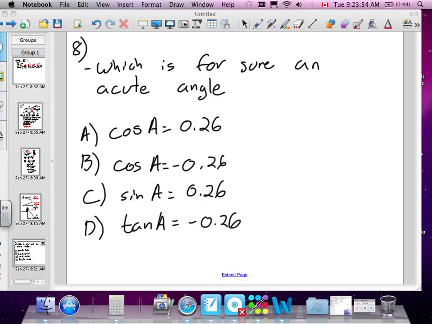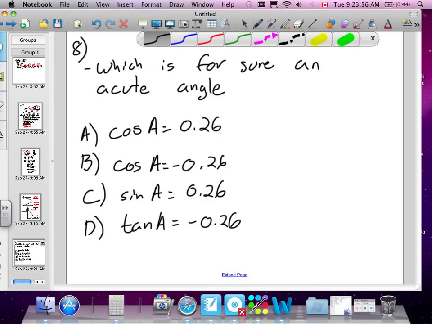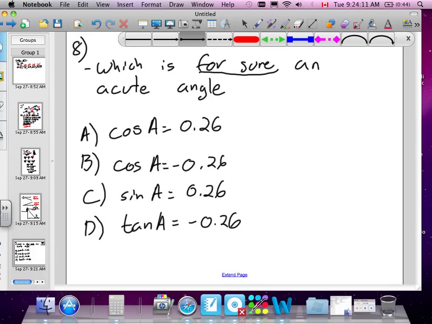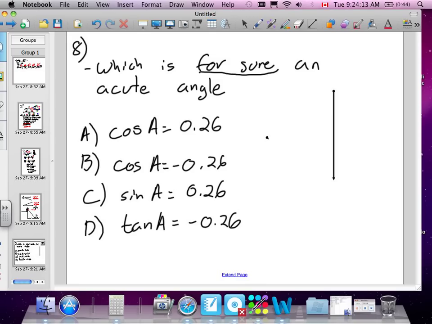Okay, question number 8 says, now in the quiz it says necessarily. I replaced it with for sure because I realized some of you guys didn't understand that I wanted to know which of them has to be an acute angle. Okay? So, when we're looking at this, what we need to remember are our quadrants, and that CAST system I showed you. Remember we had C, A, S, T.